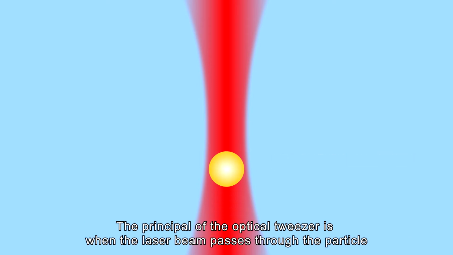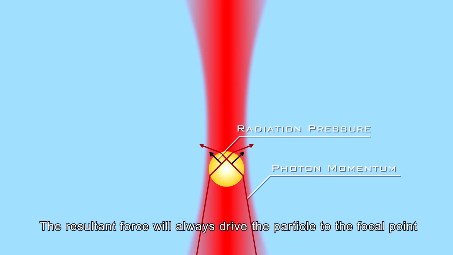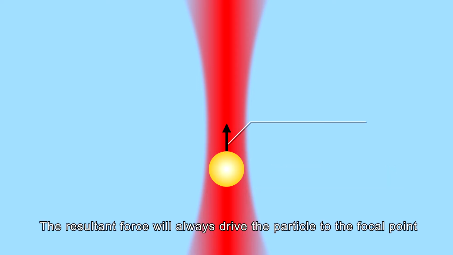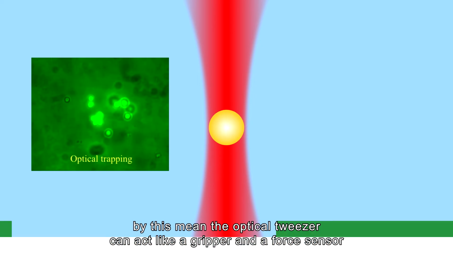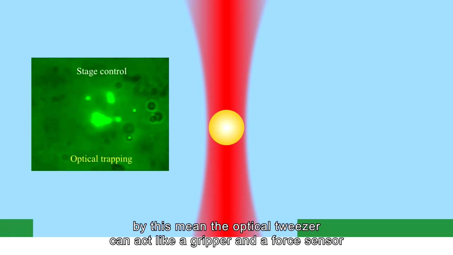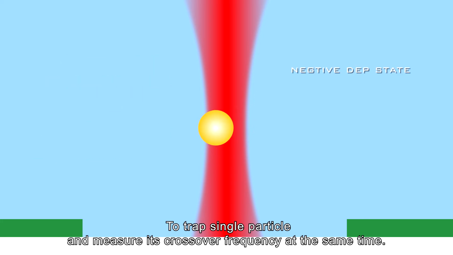In our lab, we apply the optical tweezer to conduct the experiments. The principle of the optical tweezer is that when the laser beam passes through the particle, the momentum of the photon will change and thus exert a radiation pressure on the particle. The resultant force will always drive the particle to the focal point. By this means, the optical tweezer can act like a gripper and a force sensor to trap a single particle and measure its crossover frequency at the same time.